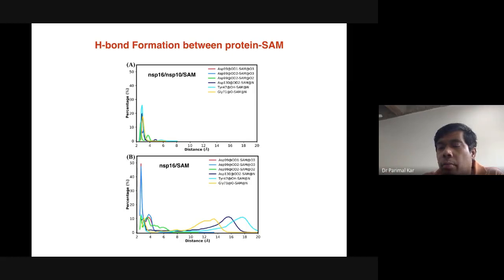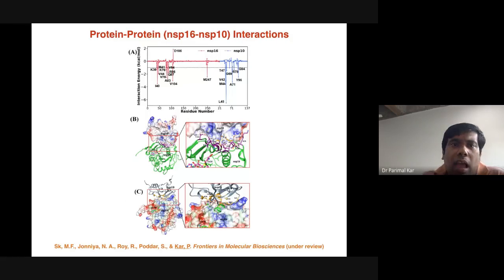That's why there is no binding. Okay. And then we look at the protein-protein interactions also, because there are two proteins. First, we study the interaction of the small molecules, SAM, which will act as a drug. Between that, now we want to study the protein-protein interactions, their dimerization process.